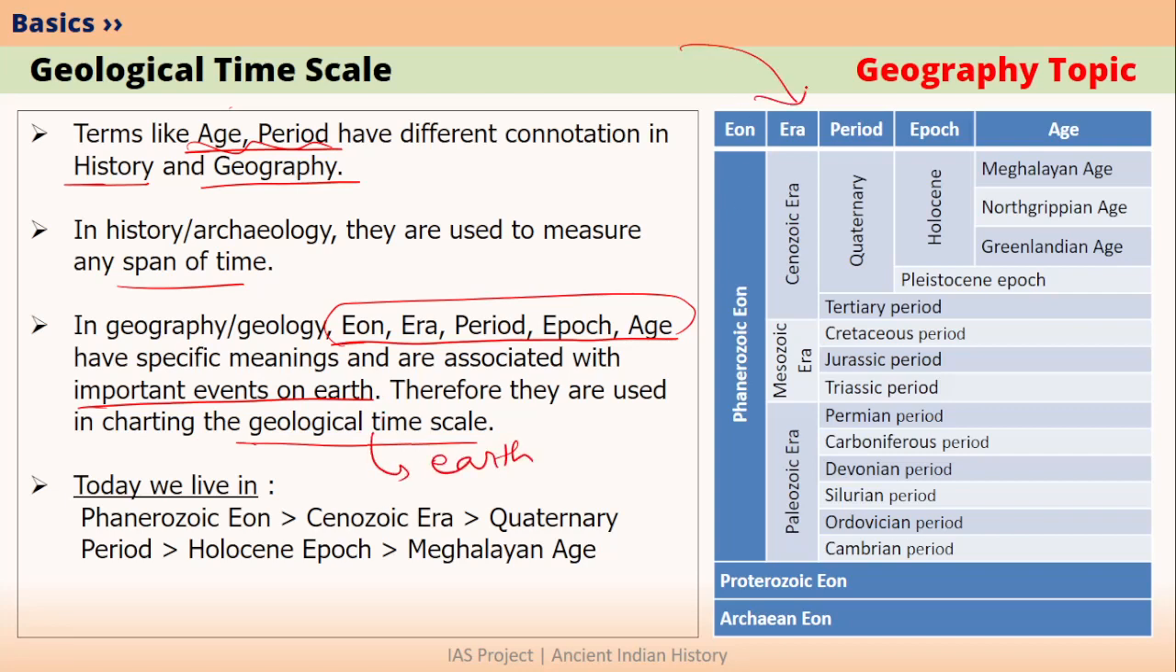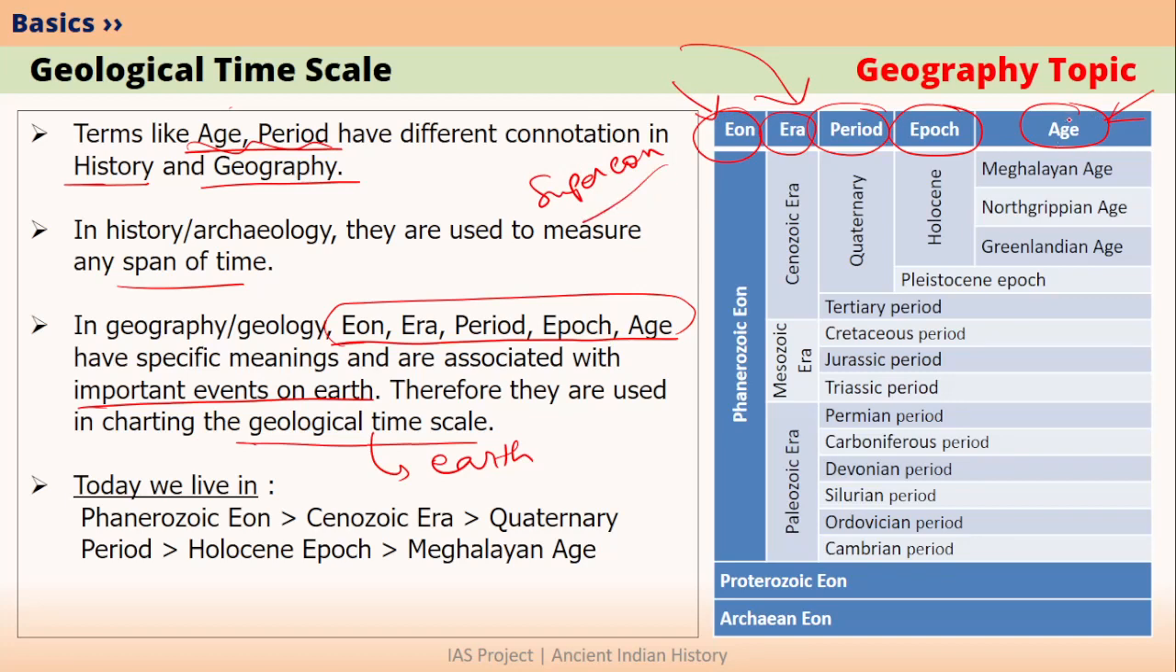Geological timescale is shown in this table here. The largest part is called an eon, and one eon is generally more than 1 billion years. Eons are subdivided into eras. Eras are further divided into periods. Periods are divided into epochs, and epochs are finally divided into ages. Therefore, we can say age is the smallest part of the geological timescale and eon is the largest part. There is something else called a super eon. Super eon is even larger than eon, just for your information.